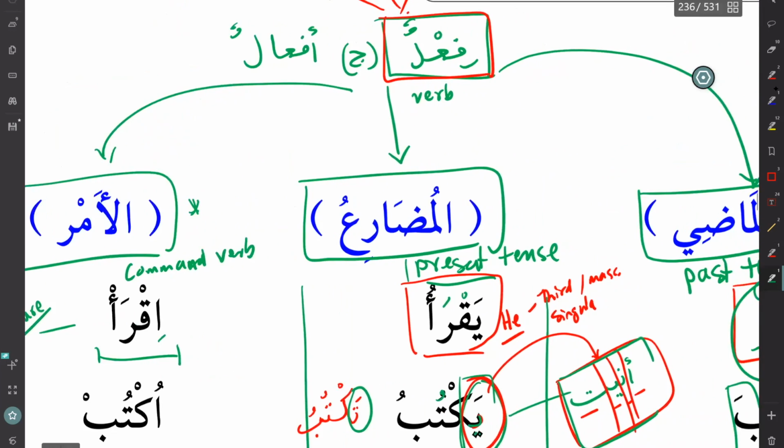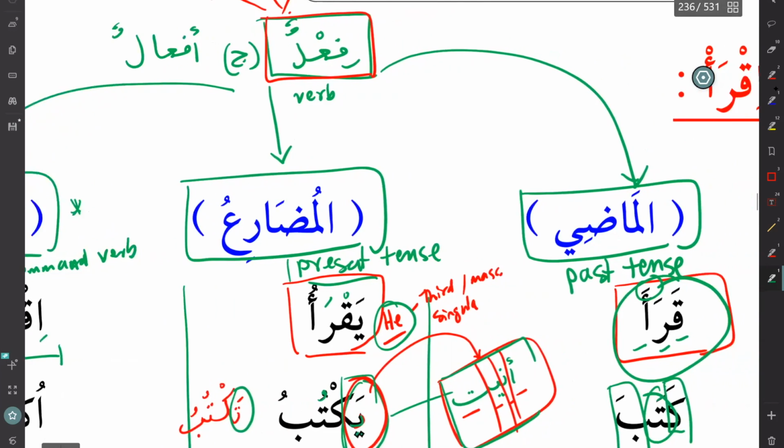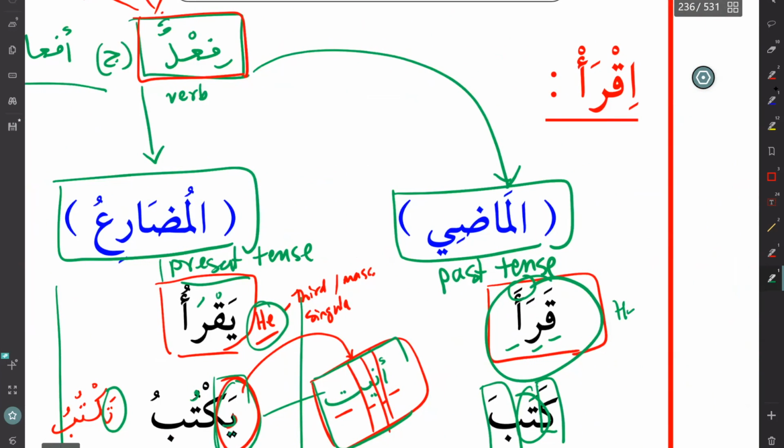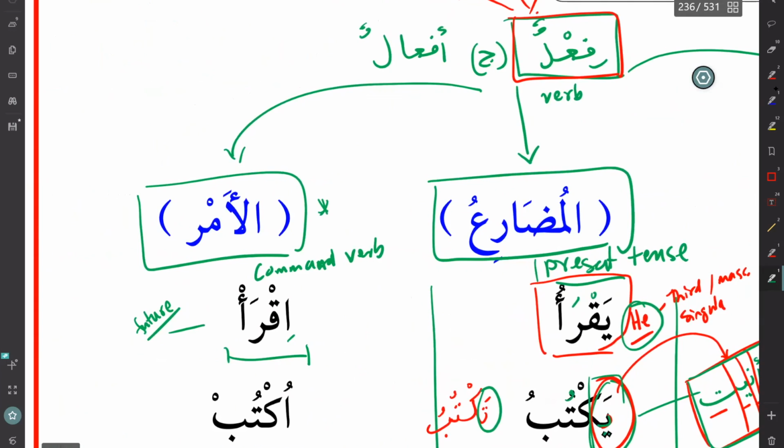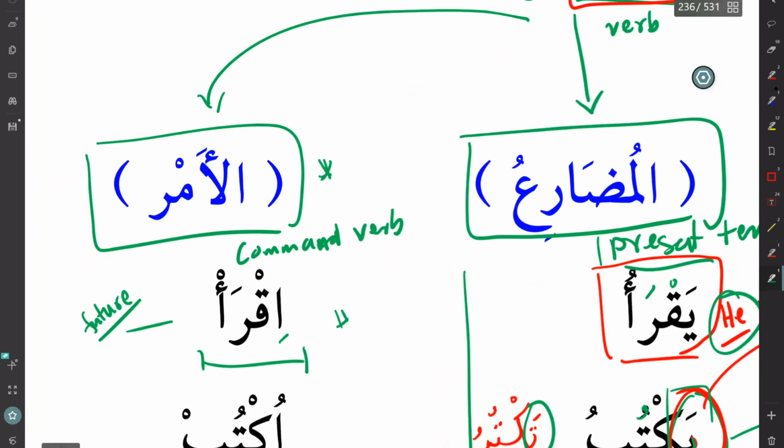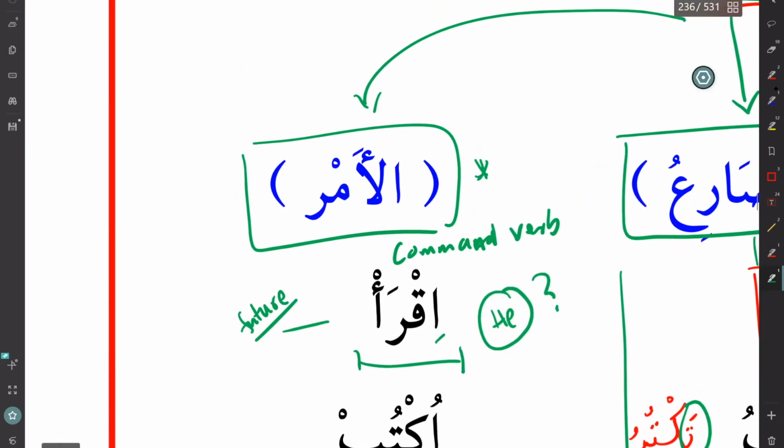So the subject pronoun here is he. We have a subject pronoun here that is also he. So can we say the subject pronoun here is he? Think about this. Can you order a third person? For example, can you order someone who's not here? If you're asking someone to do something, that needs to be second person, meaning someone you're talking to.